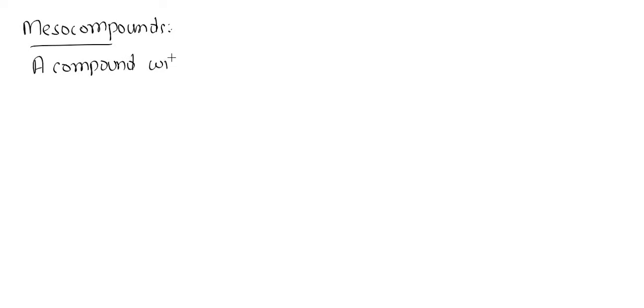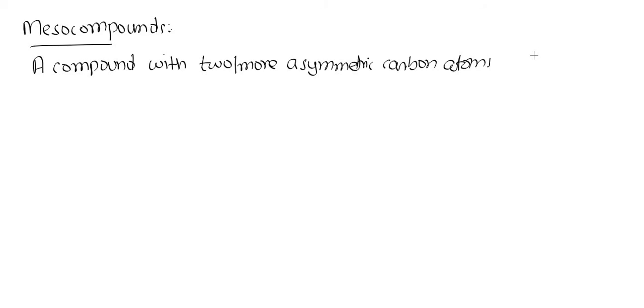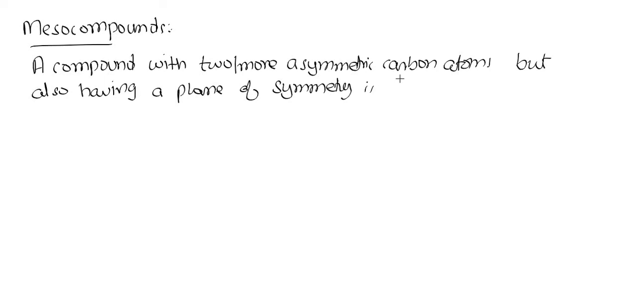And last we have meso compounds. A compound with two or more asymmetric carbons but also having a plane of symmetry is called a meso compound. So just remember, a compound with two or more asymmetric carbon atoms but also having a plane of symmetry is called a meso compound.